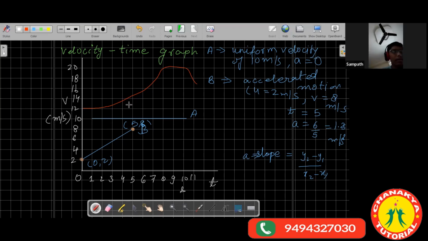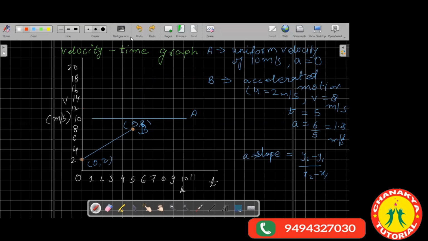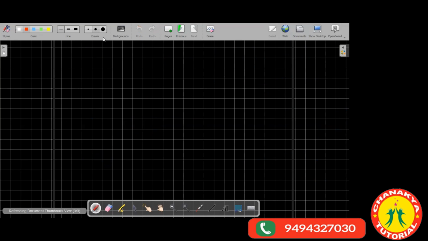It has non-uniform acceleration. Now, one more very important point from this graph is the area under the graph. Another very important question is asked from this: the area under the velocity time graph. So here next we come.